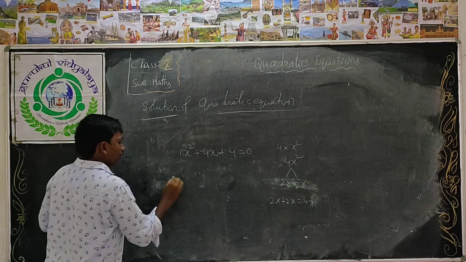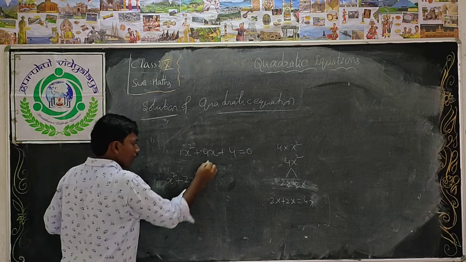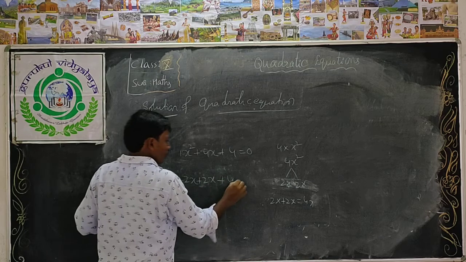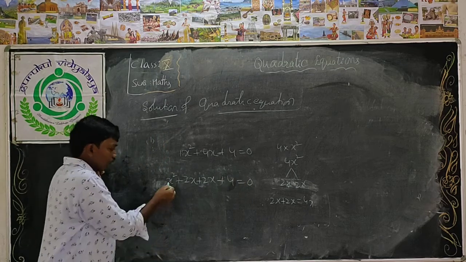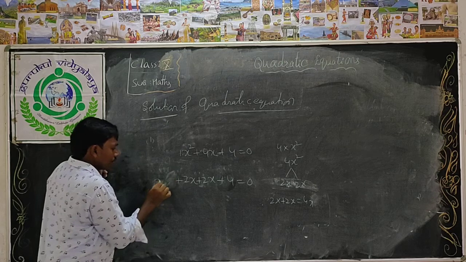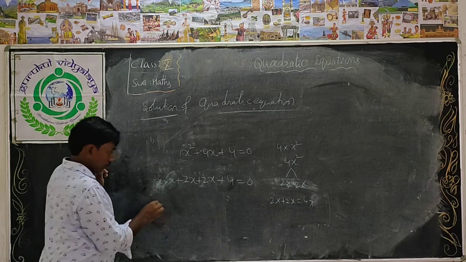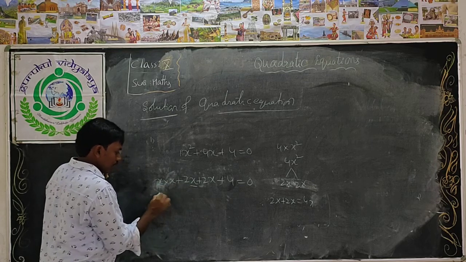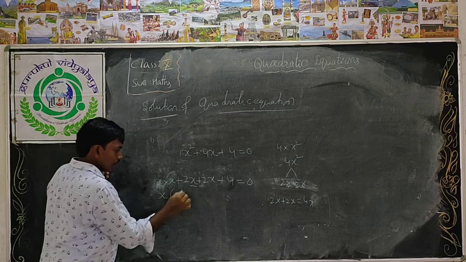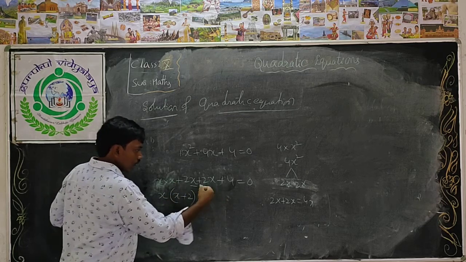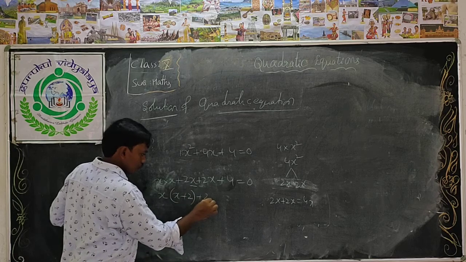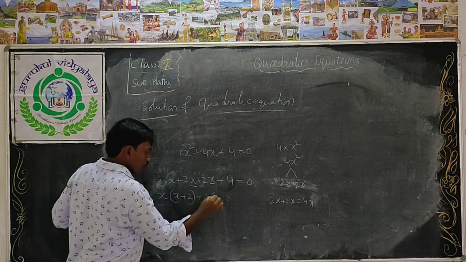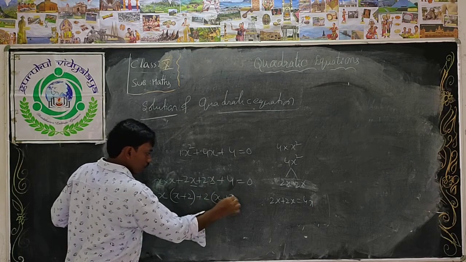See the children, x square plus 2x, the middle term will be written as 2x plus 2x, which is 4x, plus 4 is equal to 0. Again, x square can be written as x into x. Here I will take x as a common term from the first two terms. Take out x as common, what is remaining? x plus 2. Here, what is the common term? 2 is common, since 2 divides 4. Take 2 out as common, what is remaining? 4 divided by 2 is 2.